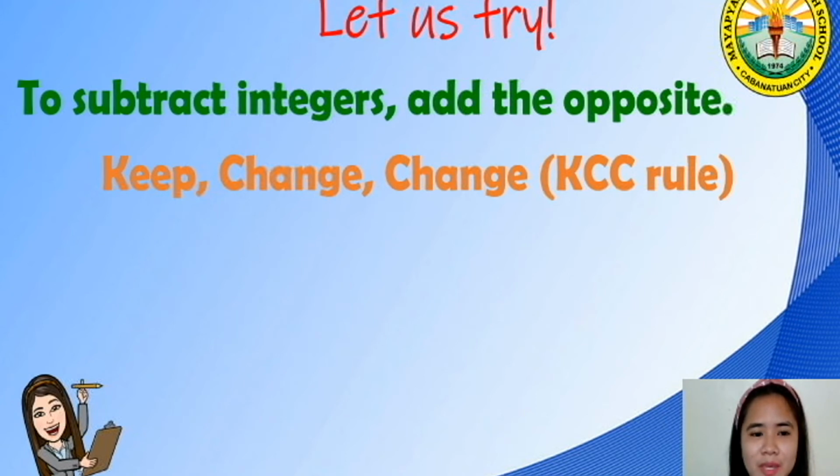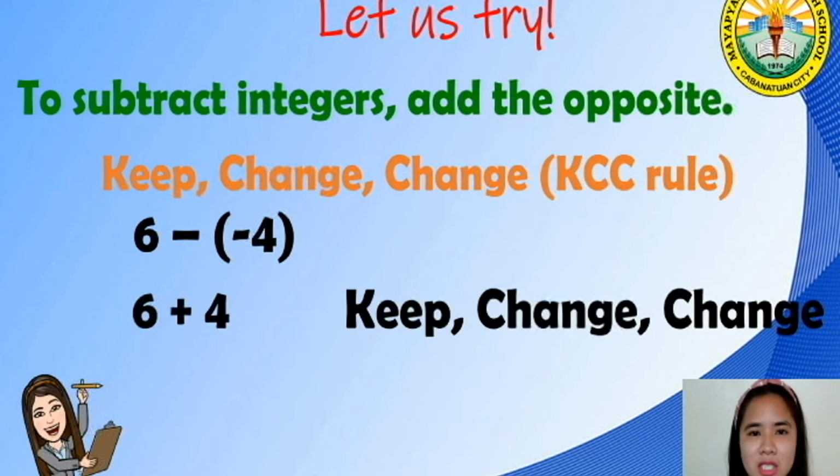Next example, we have 6 minus negative 4. We will keep 6, change the minus sign to addition sign, change negative 4 to positive 4. So we will have 6 plus 4. And 6 plus 4 is equal to 10.